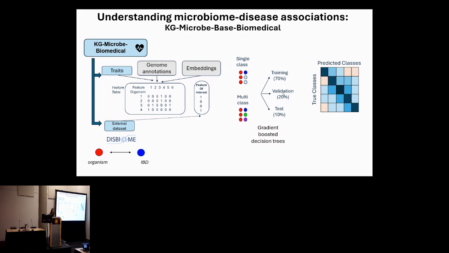The DisBiome database is one of those that describes these interactions, where they gathered many different PubMed publications that found some correlation between a specific microbe and a disease. And so we were able to find 109 associations between organisms and IBD, ulcerative colitis, and Crohn's disease. And we looked at this using gradient-boosted decision trees on how well this model was able to find microbial traits and features that may influence the outcome, that is, likelihood of inflammatory bowel disease.